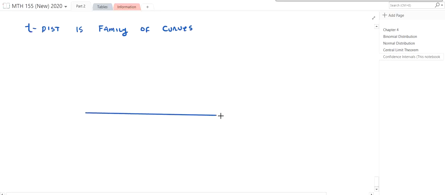So the t distribution is really not one distribution, but it's a family of curves. A family of normal curves. So if we use for a reference a standard normal curve, say this is our standard normal curve here, the mean equals 0, and sigma equals 1.